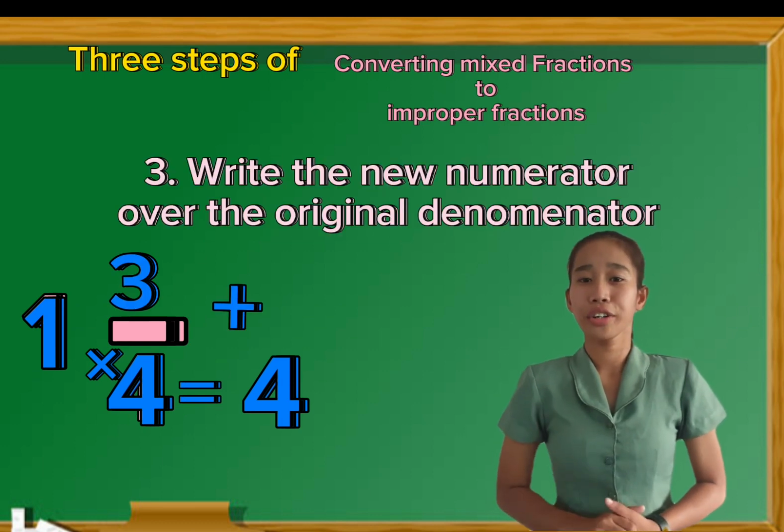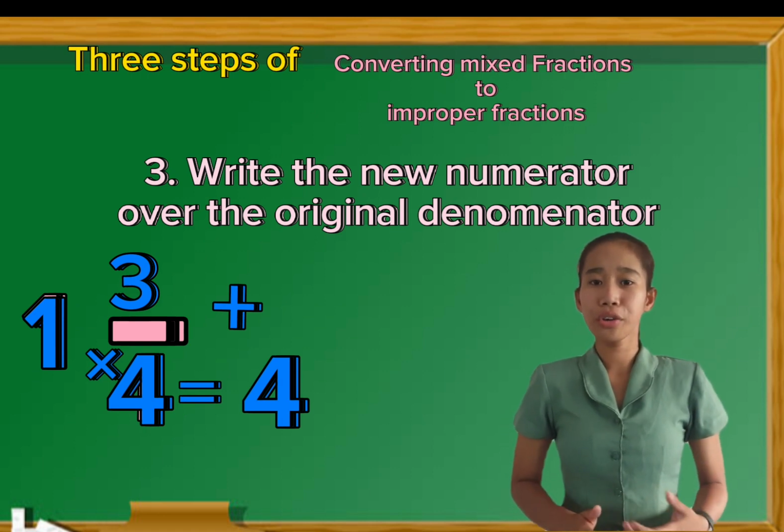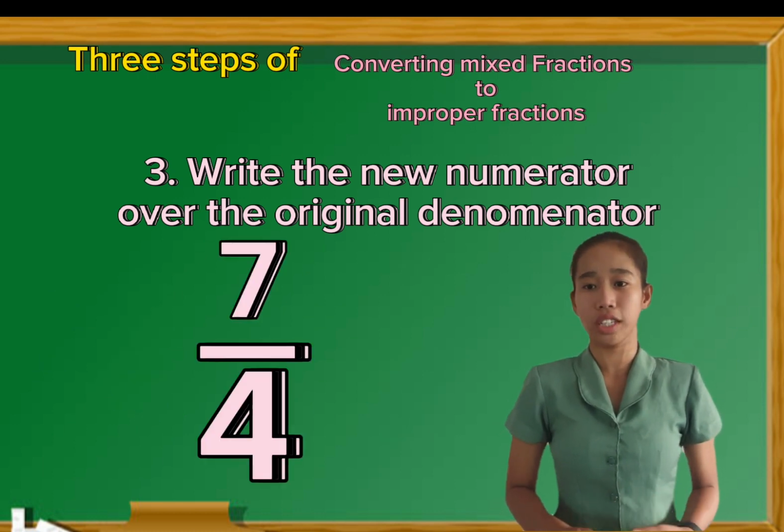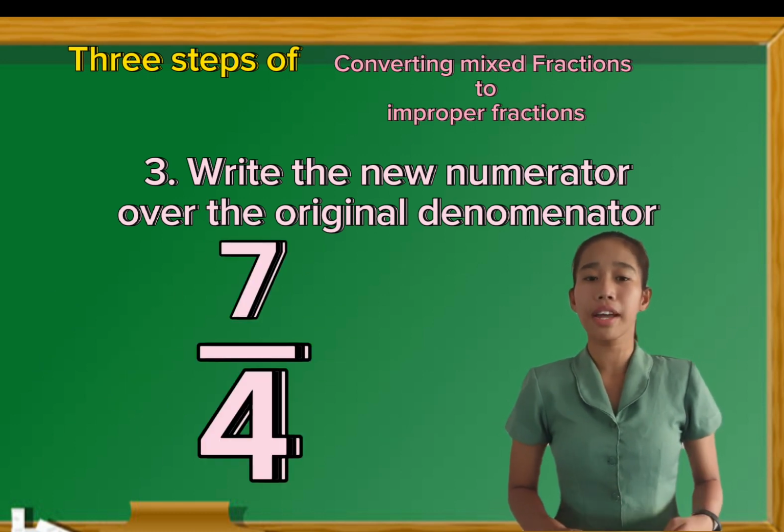Third, write your new numerator over the original denominator. Our new numerator, which is 7, over our original denominator, which is 4, equals 7 over 4.